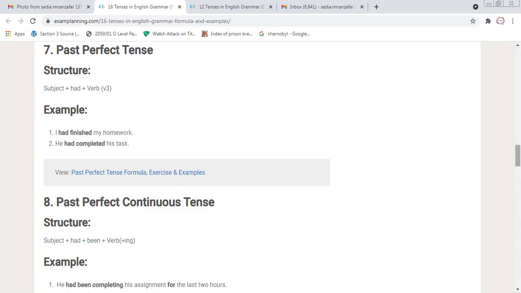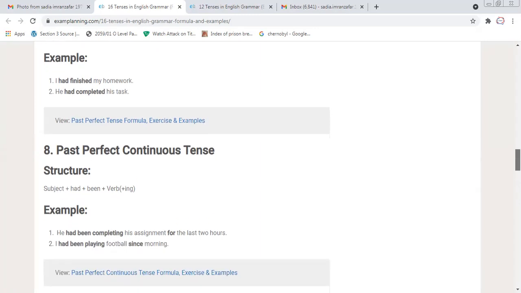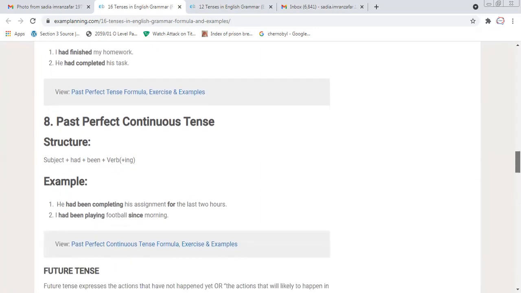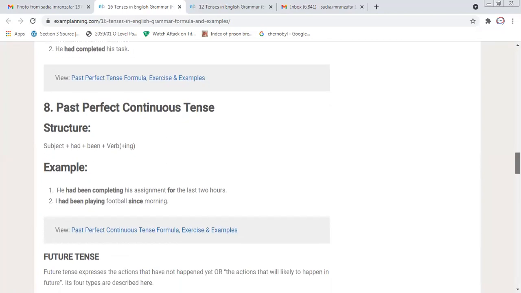Then we come to past perfect continuous tense. In past perfect continuous tense, the structure is subject, had, been, verb, ing, and again we are going to use since and for here. For and since, in the same way, he had been completing his assignment for the last 2 days. I had been playing football since morning. So again, we are going to use had been, gerund, for or since in this.